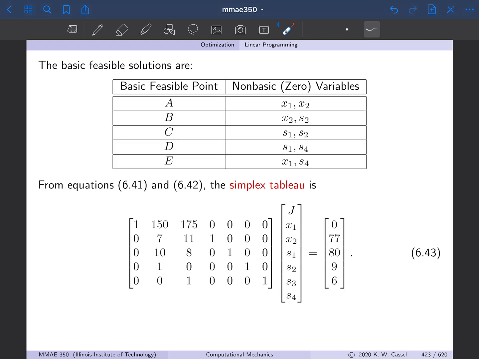It wasn't a very good, it was supposed to be like, I get it. Anyway, moving right along. So that's our Simplex Tableau.